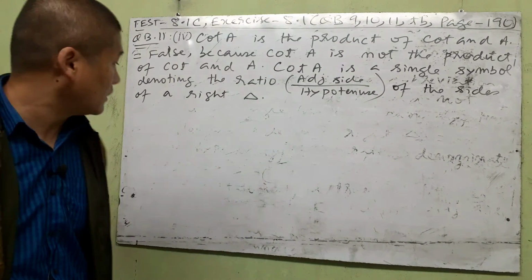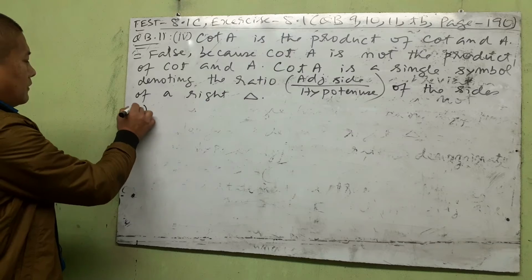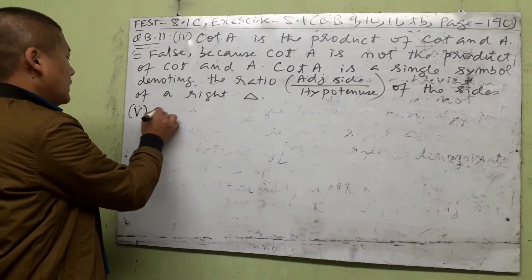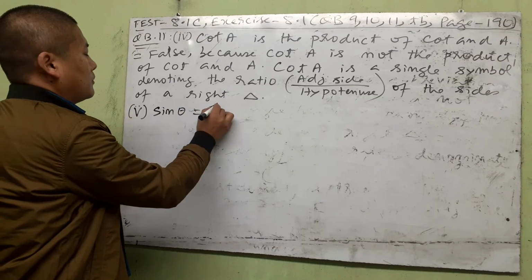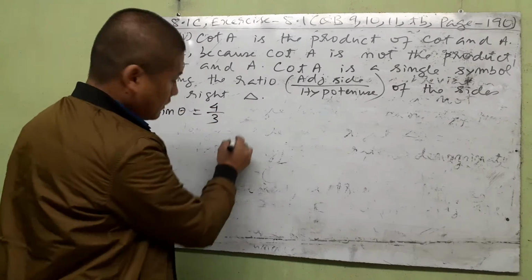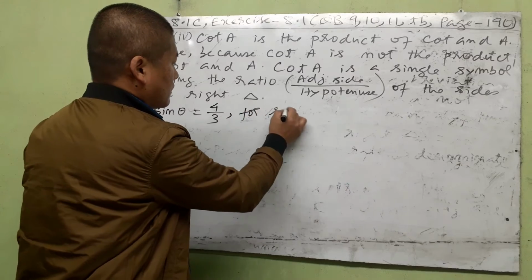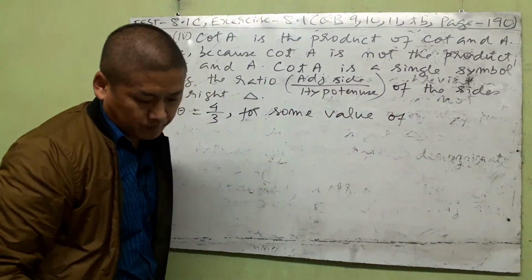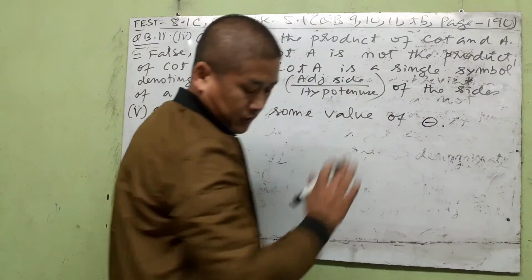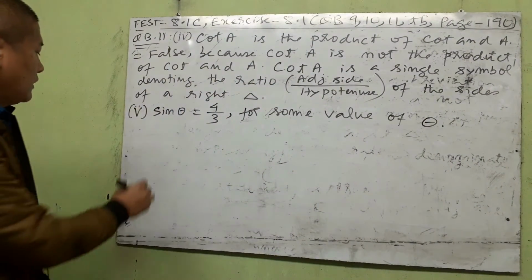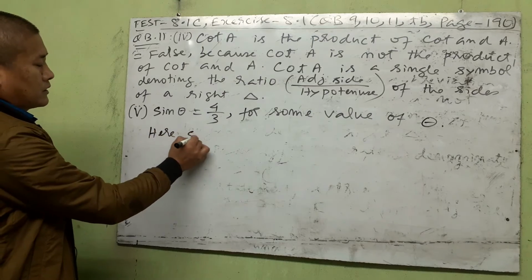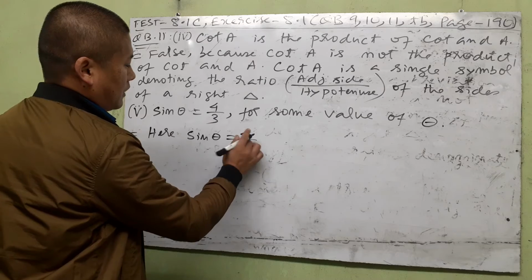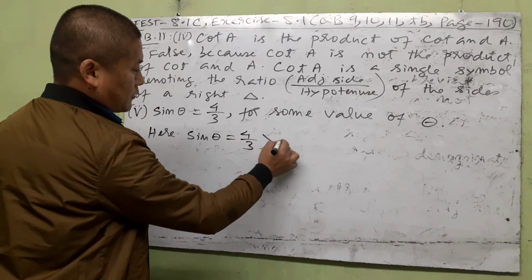So that's your answer. The last one, 5. The question is saying sine theta equal to 4 by 3 for some value of angle theta. Possible or not? Let's check. Now here, very clearly sine theta equal to 4 by 3. Numerator bigger than denominator, so 4 by 3 greater than 1.